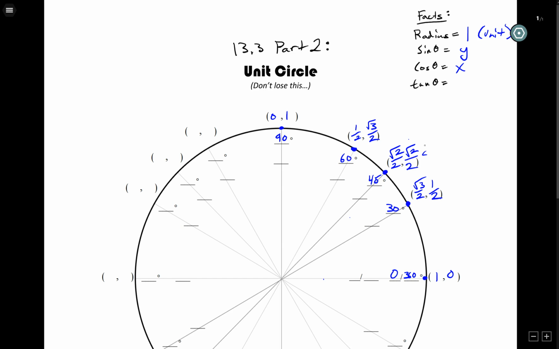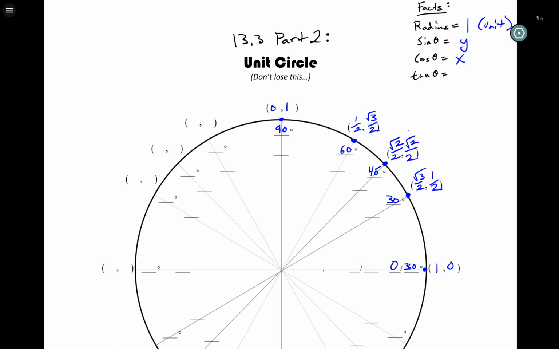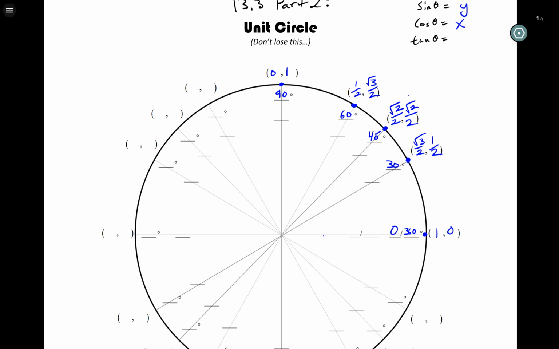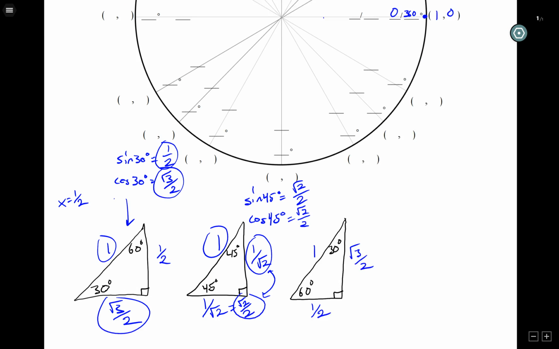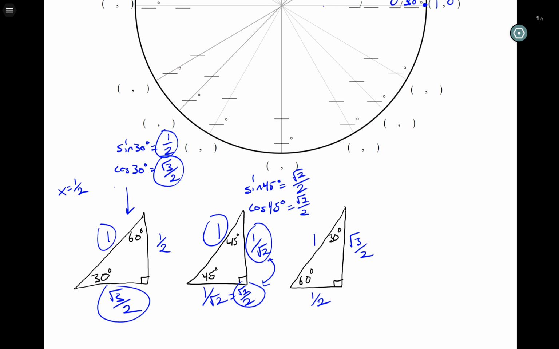And let's see if we can figure out what the tangent corresponds to. And then we'll call it a day. And we'll fill out the rest of it in class using some other cool right triangle properties. So the tangent, all right, let's see. Tangent is, I think that's opposite over adjacent. So opposite over adjacent.